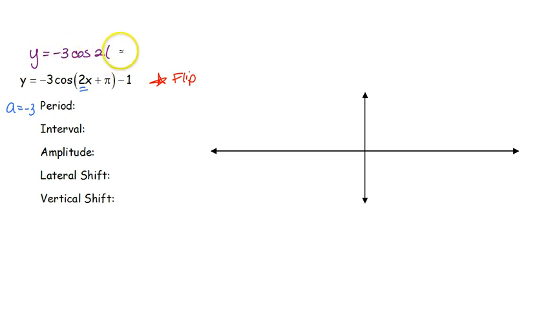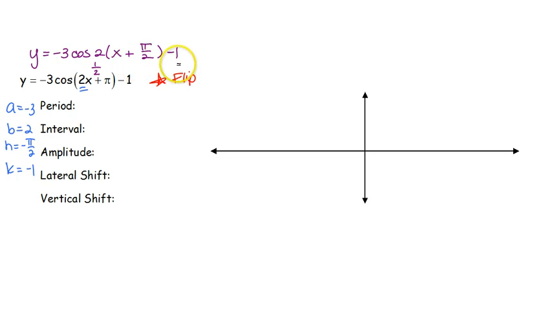I bring that 2 out. It's easy. 2x divided by 2 leaves me with an x. When I have 1 divided by 2, I am left with 1/2. So that's pi over 2 minus 1. So we have that our b value is 2. We have a horizontal shift of pi over 2, and we have a vertical shift of -1.